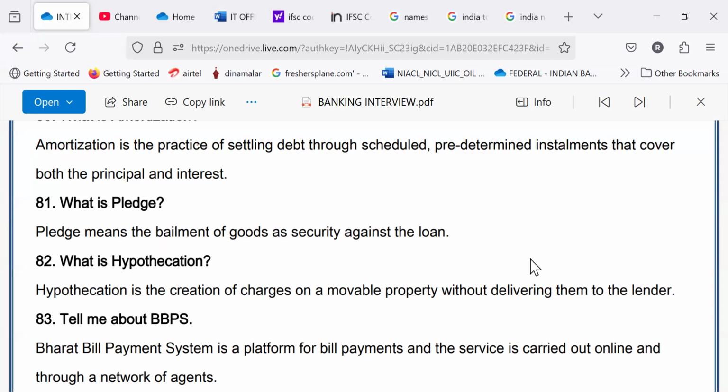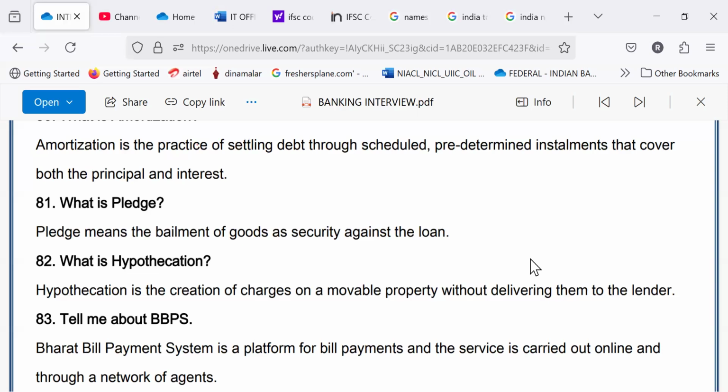See, pledge comes in the case of, say, gold loan, where the jewel is offered as security and is left in the hands of the banker. Hypothecation comes in the case of car loan, where the car is charged in favor of the bank. Its charge is registered in the books with the RTO office. But possession will be in the hands of the borrower. He will utilize that car, run, earn, and then pay the money to the bank.